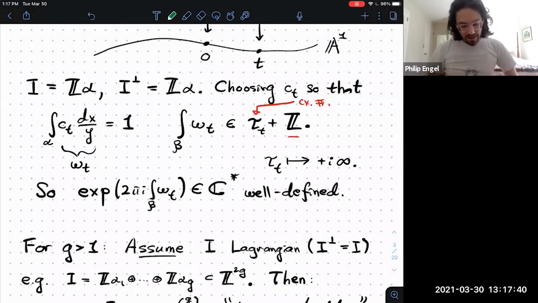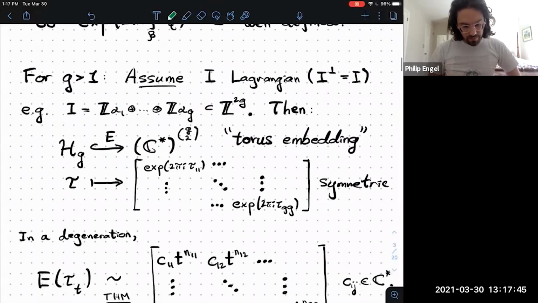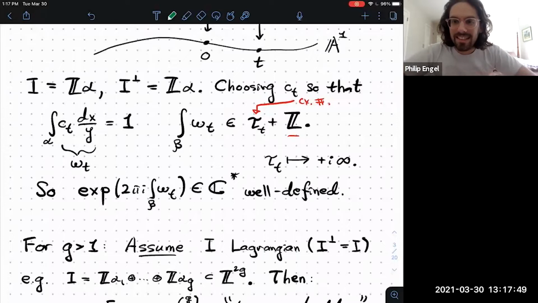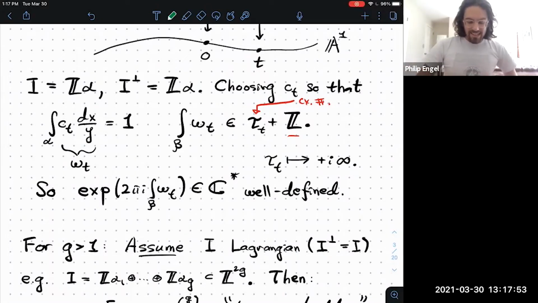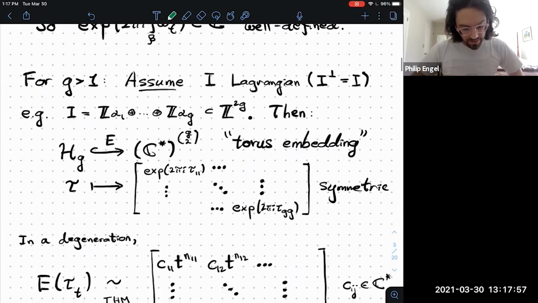So now I want to describe how this works for genus bigger than 1. Are there any questions so far? All right, if not, let's describe how this works for genus bigger than 1.